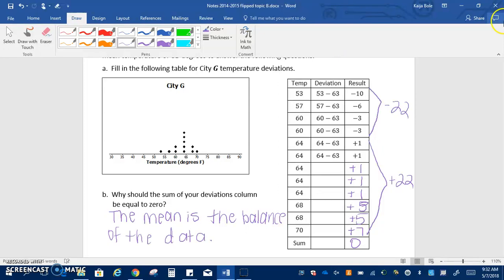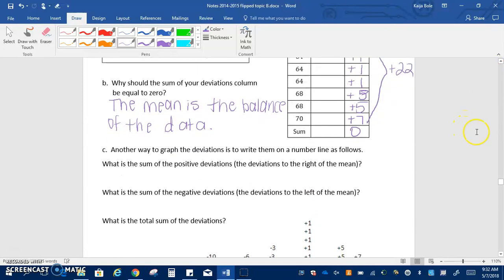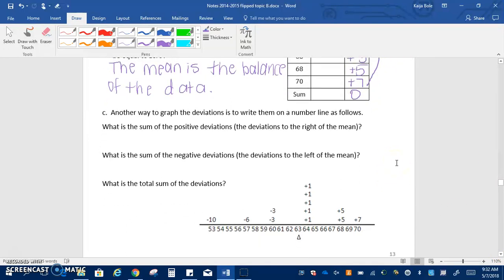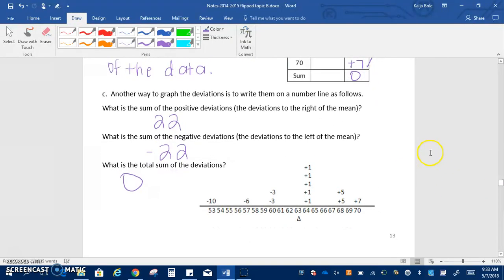Okay. Part C here says another way to graph the deviations is to write them on a number line as follows. And then it asks again, what is the sum of the positive deviations? So the deviations to the right, and we know that was positive 22. What's the sum of the negatives? That was negative 22. And then what's the total sum? Still 0. So this triangle here represents the mean. This is just another way to represent your data using the deviations.